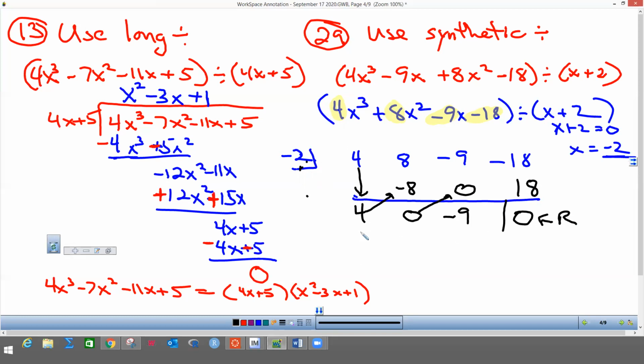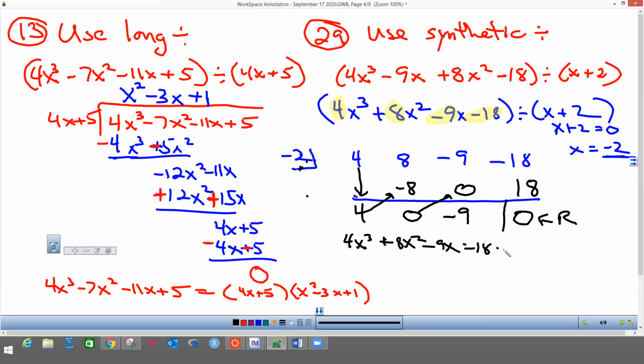if I take the original problem, 4x cubed minus 9x plus 8x squared minus 18. And again, I could write it like this blue line. It might be even better. I think I am going to switch those two again. So I'm going to put plus 8x squared minus 9x.